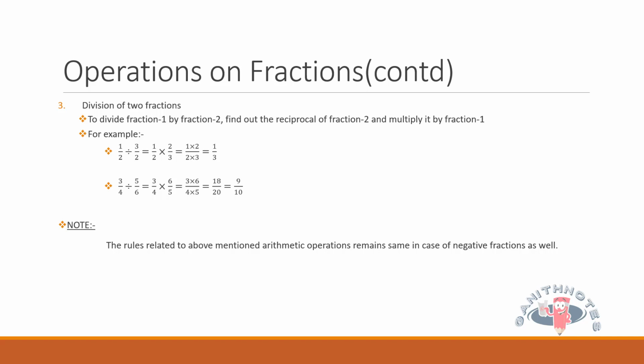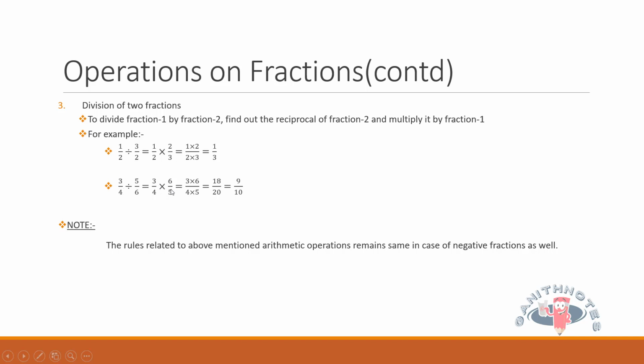So 1 by 2 will be multiplied by the reciprocal of 3 by 2, which is 2 by 3. This is equal to 1 into 2, the multiplication of the numerators, divided by the multiplication of the denominators, 2 into 3. If you cancel out 2, which is common between the numerator and the denominator, you will get the answer as 1 by 3, which is the simplified form for this particular question. Let's go to another example. If you want to divide 3 by 4 by 5 by 6, first you need to find the reciprocal of 5 by 6, which is 6 by 5. Then you need to multiply it by 3 by 4.